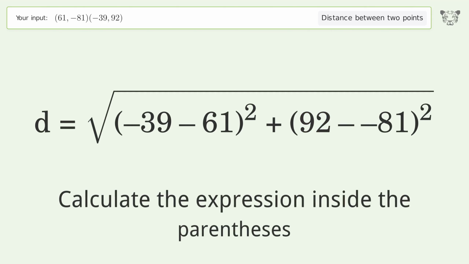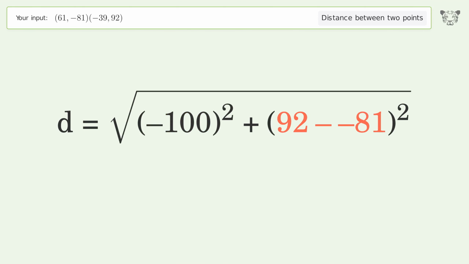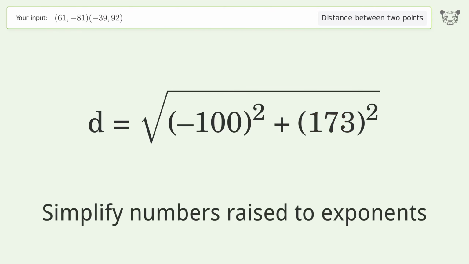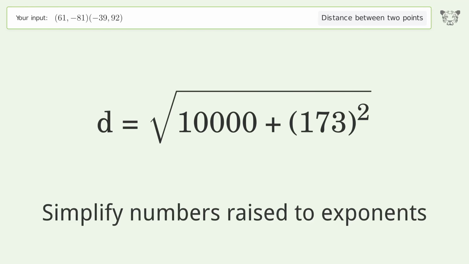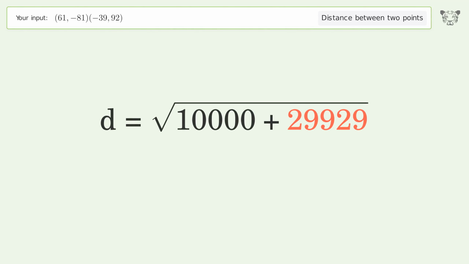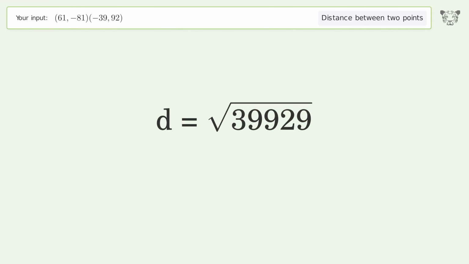Calculate the expression inside the parentheses. Simplify numbers raised to exponents. Simplify the arithmetic. And so the distance between the 2 points is the square root of 39,929 or 199.822.